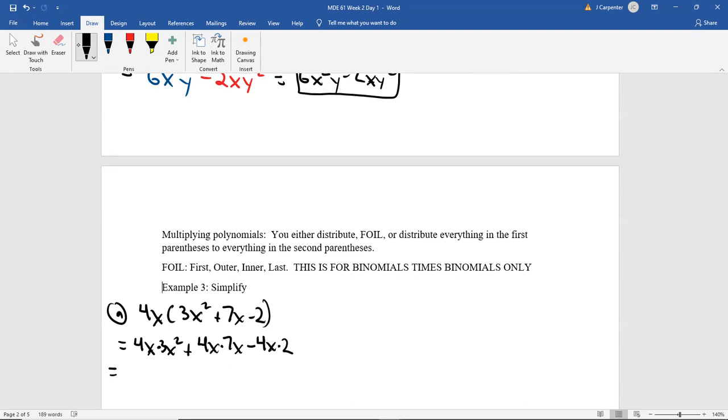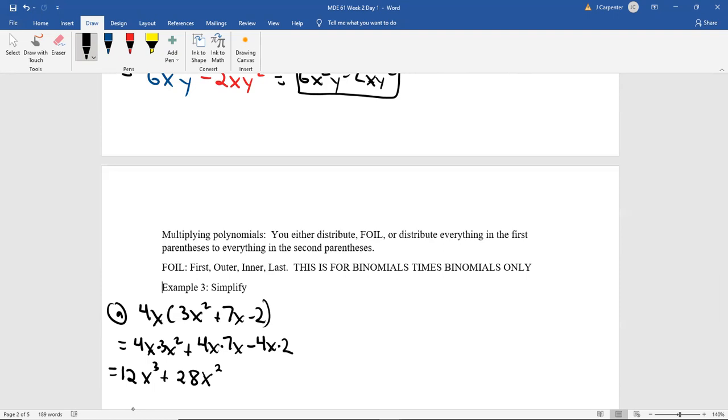4x times 3x squared, you take the 4 times the 3, the constants, the coefficients, and make that a 12. X times x squared. Now this isn't adding or subtracting, this is multiplying. This is where your exponents change. 1, 2, we went over that rule last time, you add them to get a 3. Then plus 4 times 7 is 28. X times x, that's x to the first times x to the first, which is x squared.